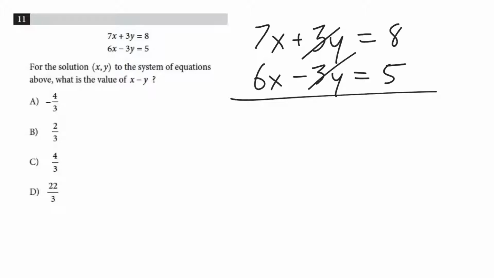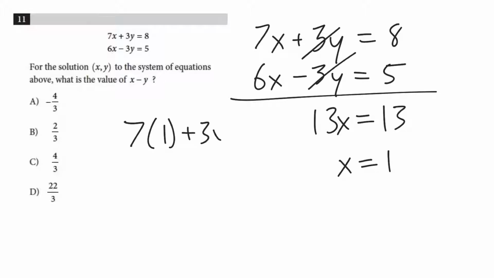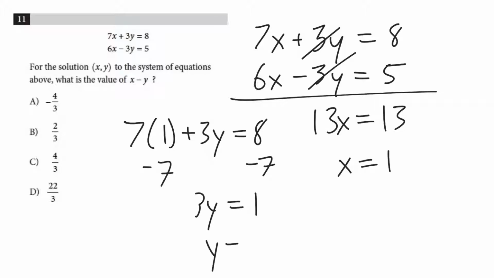I have 7x plus 6x, that's going to be 13x, and 8 plus 5 is 13. Well, x must equal 1. Alright, now I need to substitute that back into one of my equations. I'm going to use the first equation, so I've got 7 times 1 plus 3y equals 8. I'm going to subtract 7 from both sides. Minus 7. I'm going to get 3y equals 1. Okay, so then y must equal 1/3.